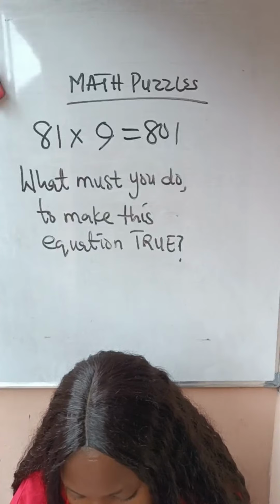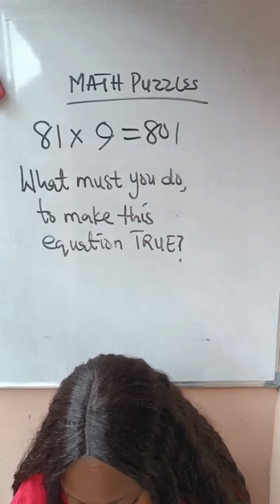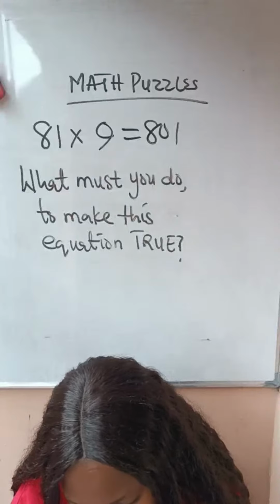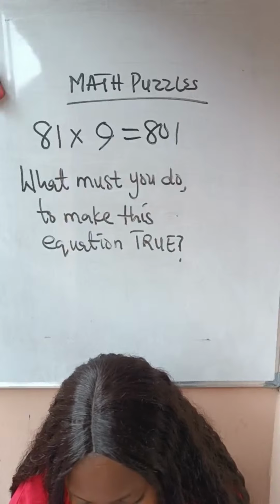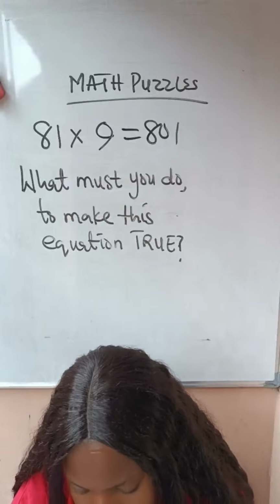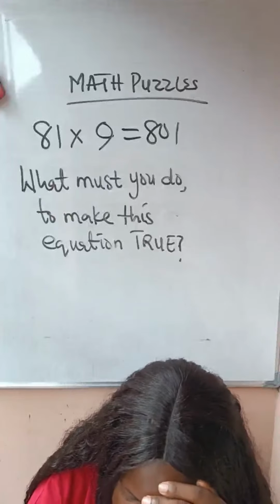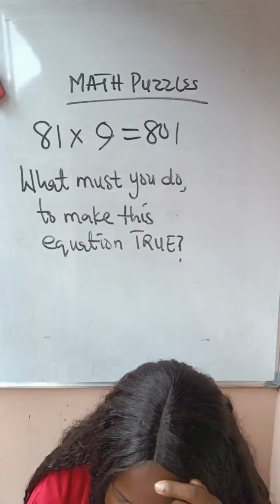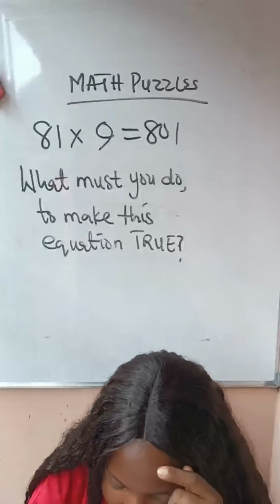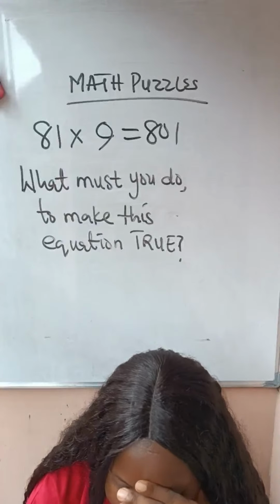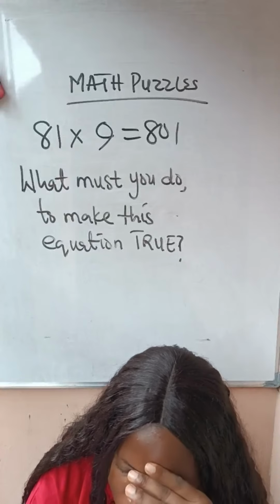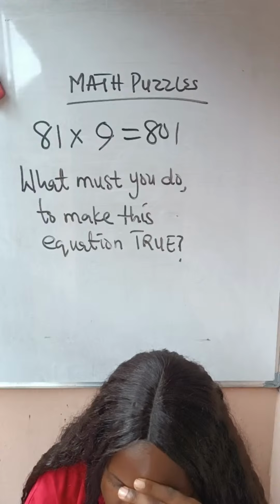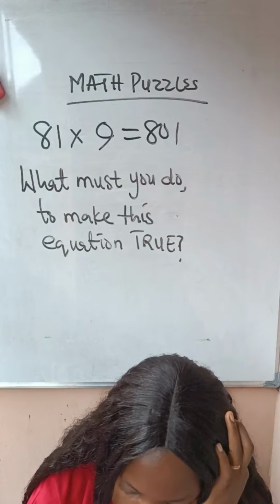Cheesecake is saying make the answer 729. No. Migu is saying invert the equation. Multiply 0 at both sides. Julie is saying place a mirror below the question. So I'm not alone. That is Chenzi. Yeah, you're not alone, Chenzi. What do you think the answer should be? 81 multiplied by 9 equals 801. What must you do to make this equation true?